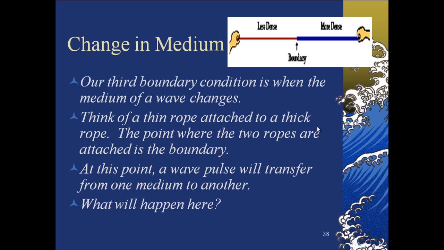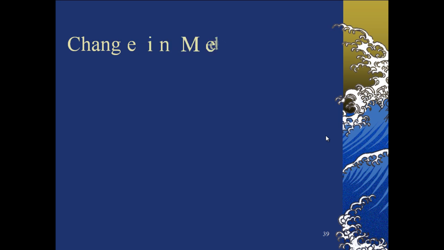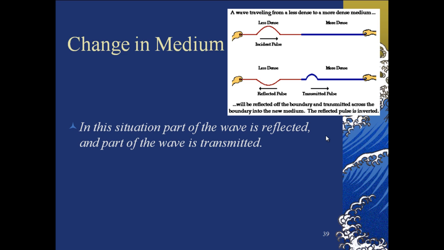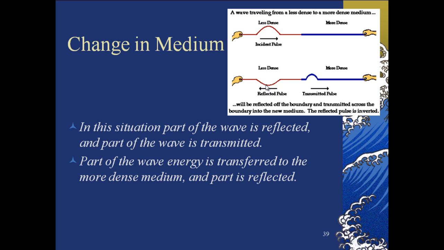So what do you think is going to happen? Say it out loud. I know you're all sitting in your homes or in study hall right now, saying this out loud. So whenever we change the medium, part of the wave is reflected and part of the wave is transmitted. So here comes the wave down. It's going to hit the boundary. But part of it is going to keep going through that boundary. A lot less of the energy. You can see the amplitude's a little smaller here. And some of it's going to be reflected too. This amplitude is smaller than this guy too. So part of the wave energy is transferred to the more dense medium, and the rest of that energy is reflected back.